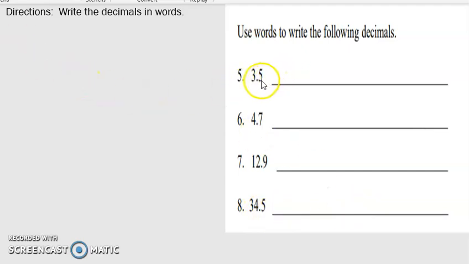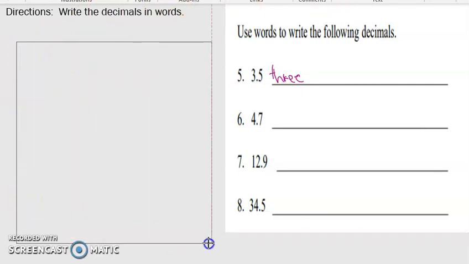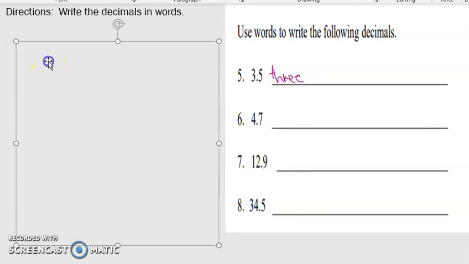So for example, this one. 3. Now, you know what? I'm going to see if I can type on here, because writing with my computer mouse is just a pain. It doesn't write nicely.